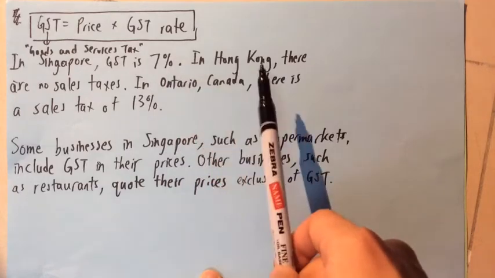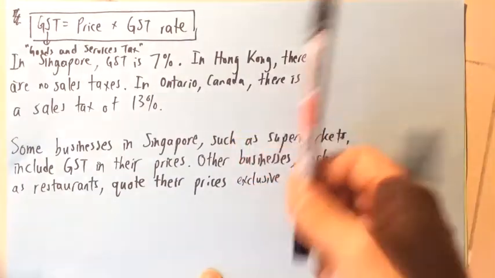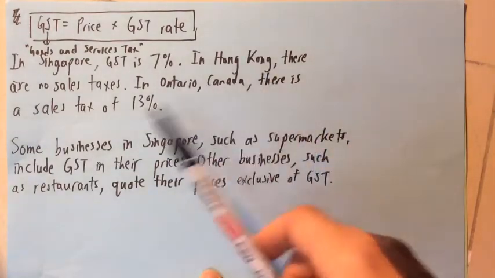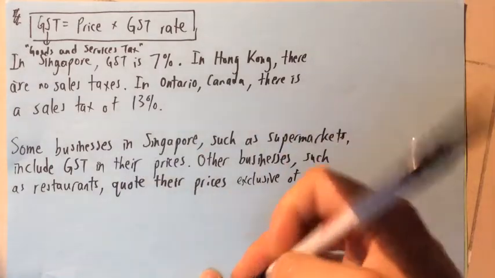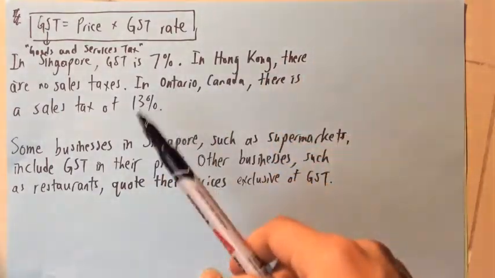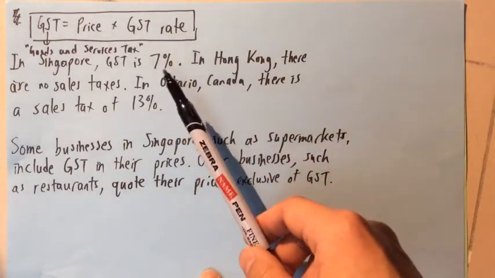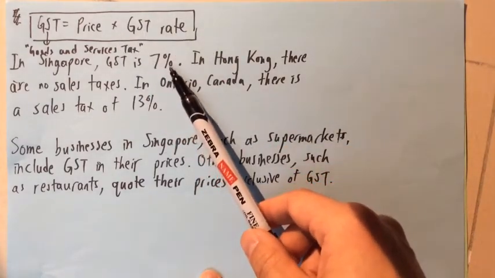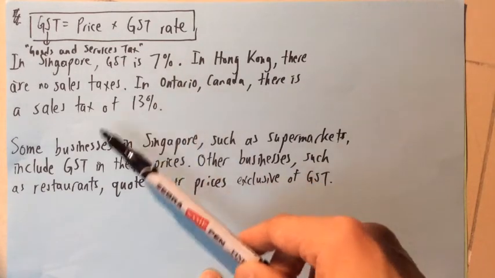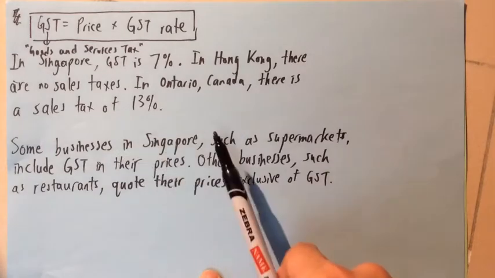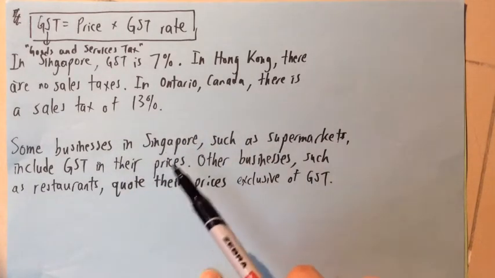Now, like I said earlier, in Hong Kong, there are no sales taxes. GST is considered a type of sales tax. In Ontario, Canada, there's a sales tax of 13%. It's called the Harmonized Sales Tax, the HST. So what does this mean? This means that whenever you buy something in Singapore, 7% is actually part of a tax that goes to the government. Now, some businesses, in Singapore at least, such as supermarkets, include GST in their prices.